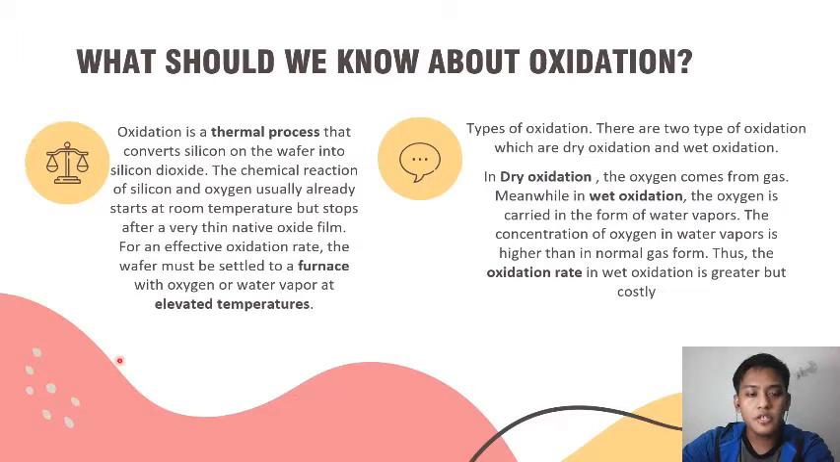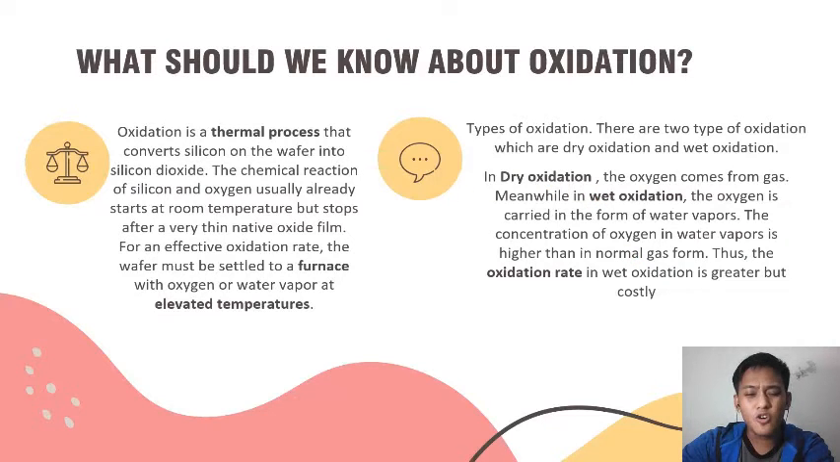First, oxidation is a thermal process that converts silicon on the wafer into silicon dioxide. The chemical reaction of silicon and oxygen usually already starts at room temperature, but stops after a very thin native oxide film. For an effective oxidation rate, the wafer must be placed in a furnace with oxygen and water vapor at elevated temperatures. Basically there are 2 types of oxidation, which are dry oxidation and wet oxidation.